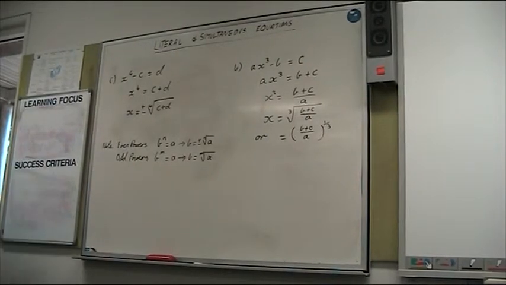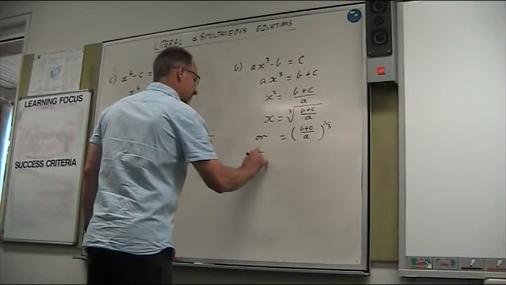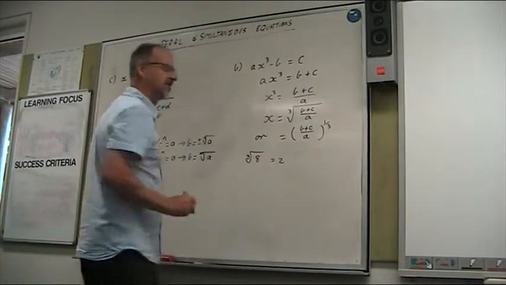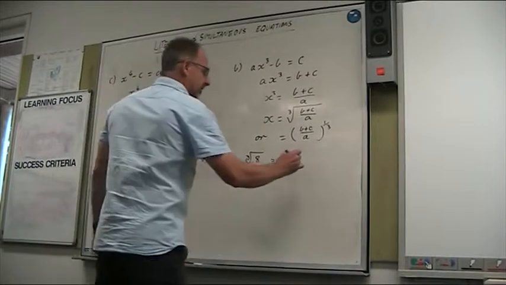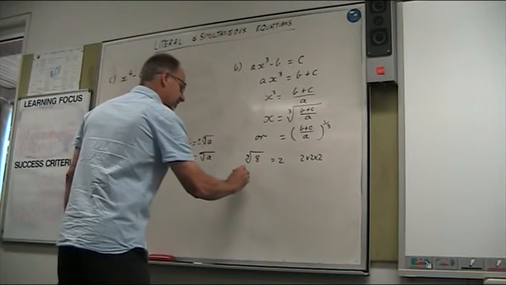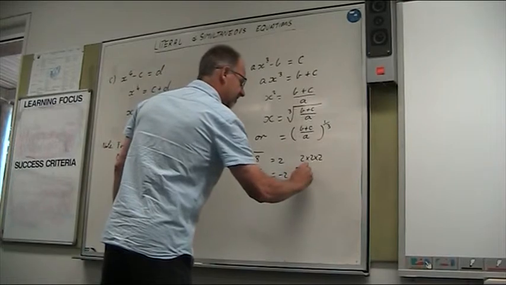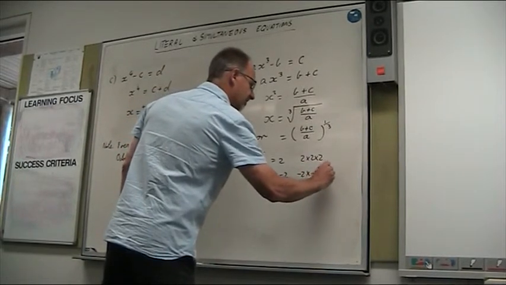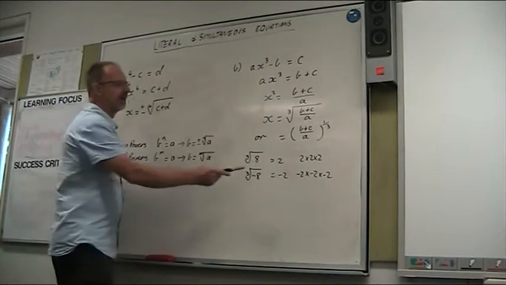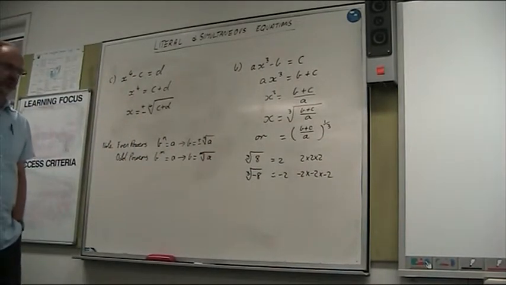So an example might be, the cubed root of 8, for example, is 2, because 2 times 2 times 2 gives us positive 8. But then the cubed root of negative 8 is negative 2, because negative 2 times negative 2 times negative 2 gives us the negative 8. So in the case of the odd powers, there is only just one possible solution.